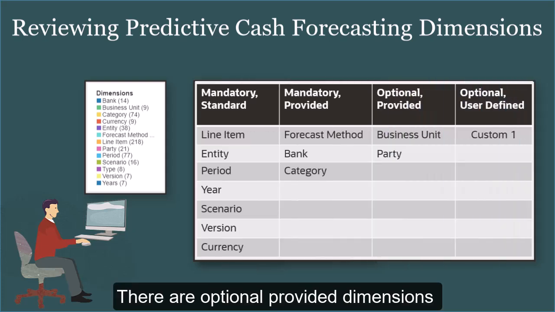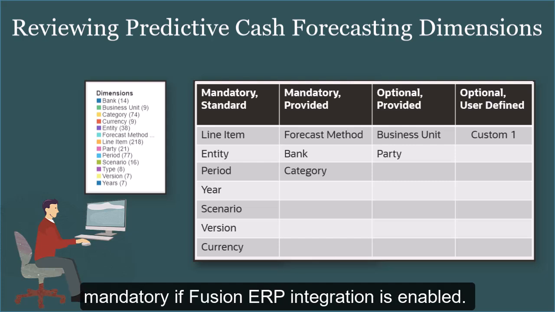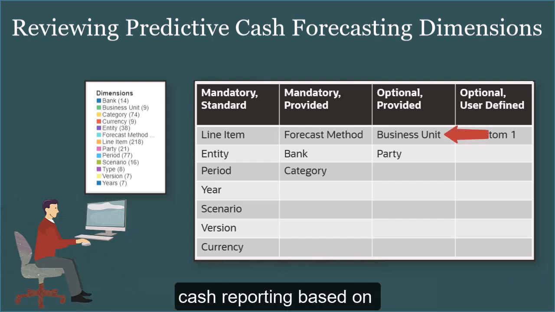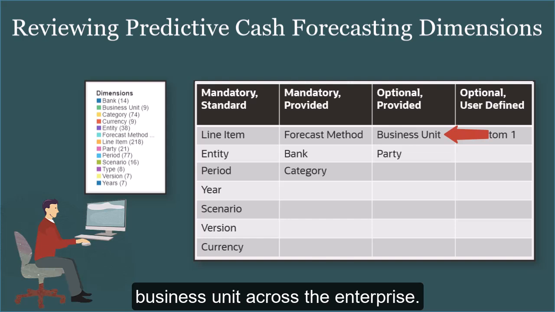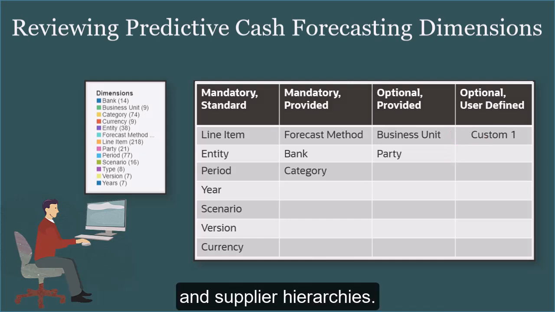There are optional provided dimensions and an optional user-defined dimension. The business unit and party dimensions are mandatory if Fusion ERP integration is enabled. The business unit dimension allows for cash reporting based on business unit across the enterprise. The party dimension represents customer and supplier hierarchies.